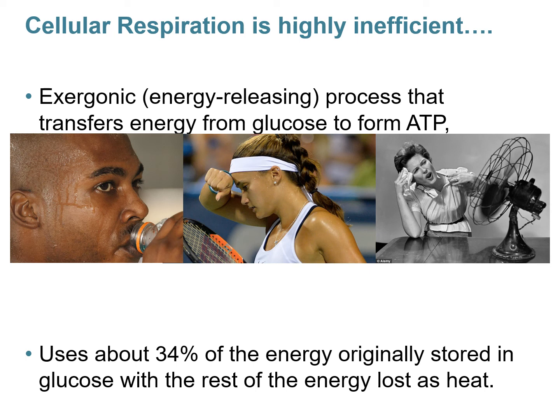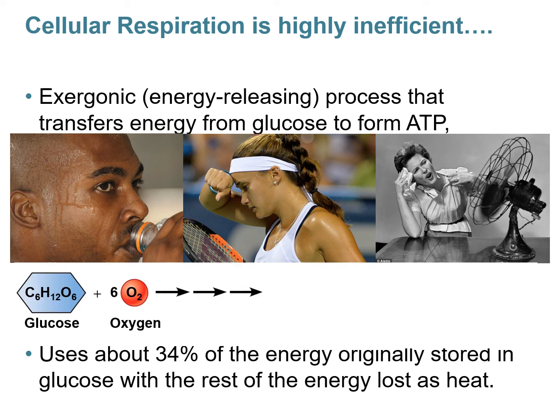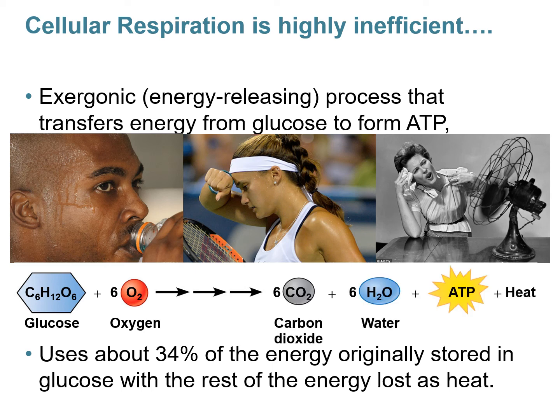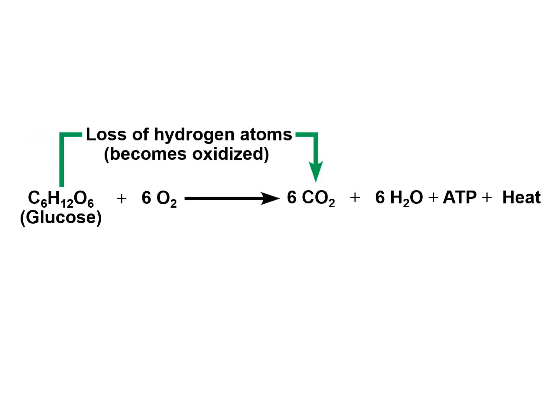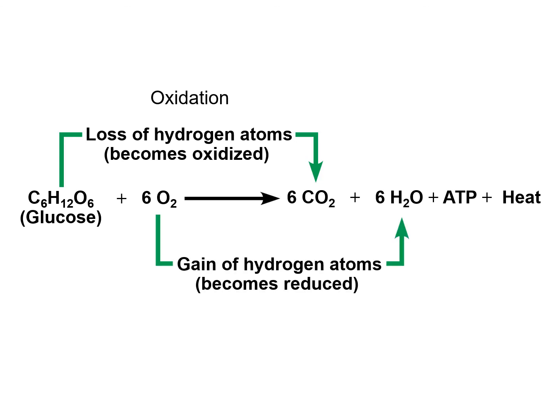The equation looks like this. For every molecule of glucose, you need 12 atoms of oxygen. This gives you 6 molecules of carbon dioxide, 6 waters, ATP, and heat. This reaction has two major parts. One is the loss of hydrogen atoms from glucose. This converts glucose into carbon dioxide. This step is called oxidation. Those hydrogens are then moved onto oxygen to create water. This step is called reduction. Together, this is called a redox reaction.